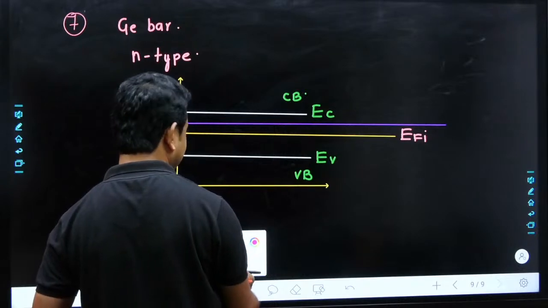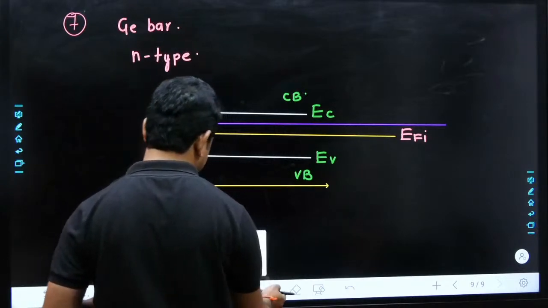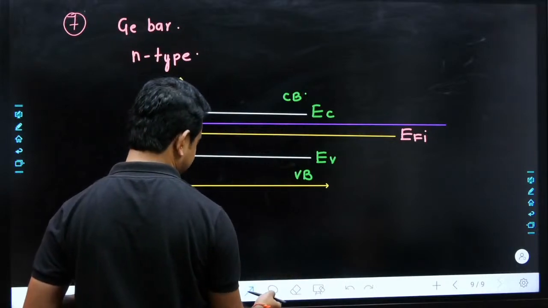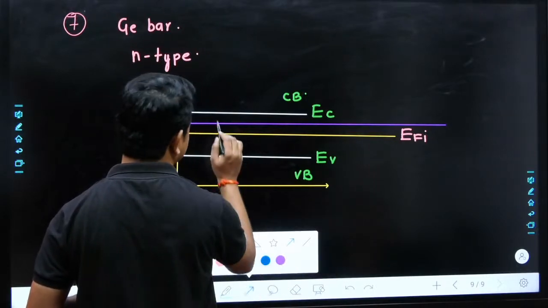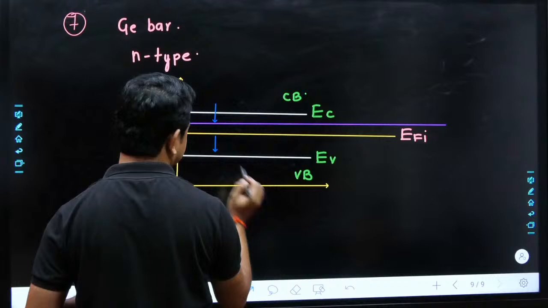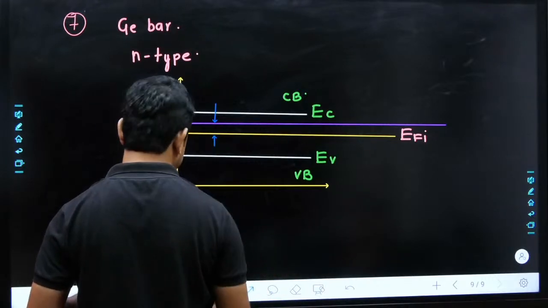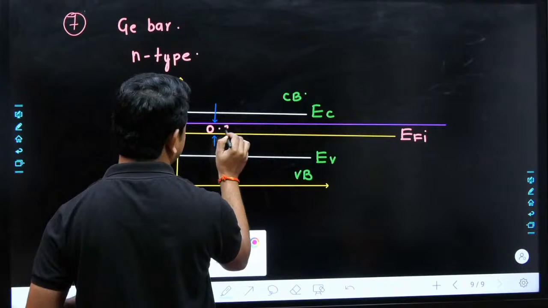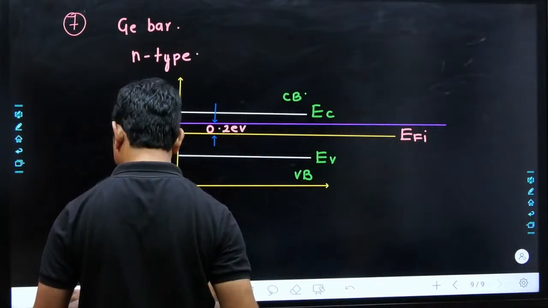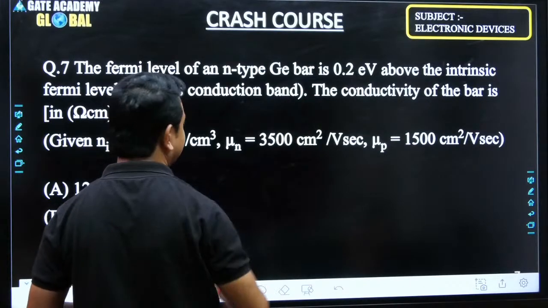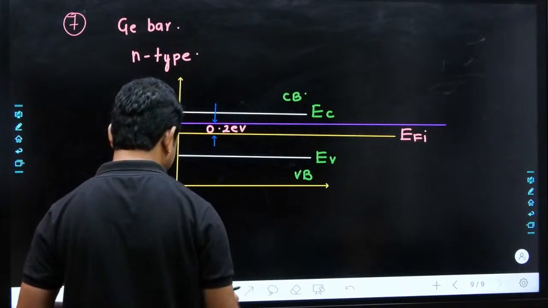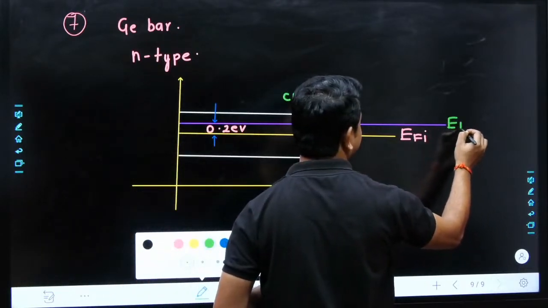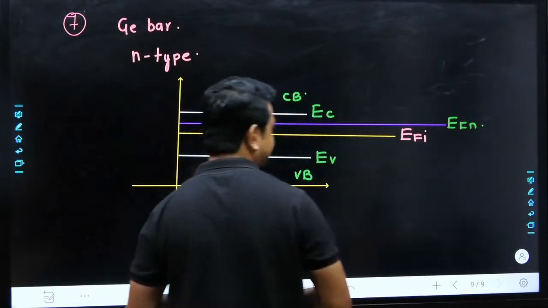So I write here the positional difference between these two: 0.2 electron volt above the intrinsic Fermi energy level. This is the position of the Fermi energy level in an n-type semiconductor.